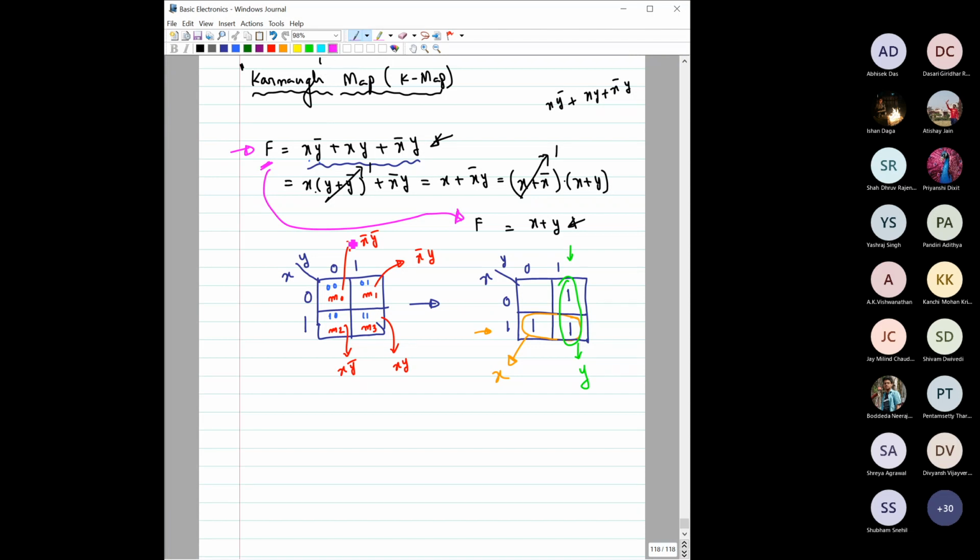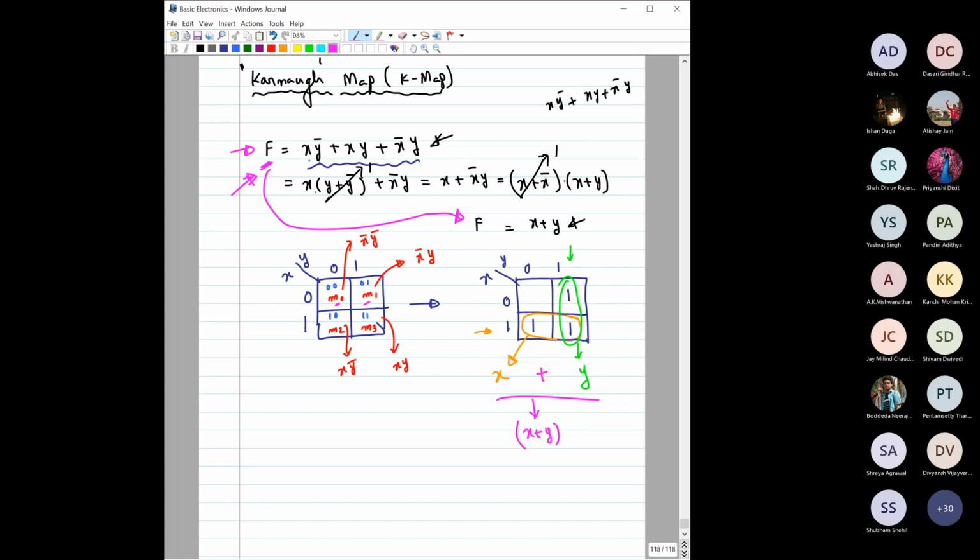And we have also already mentioned that these m0, m1, m2, m3 terms are basically min terms. So what you will be getting is the sum of products, or sum of min terms. So the final expression from this is x plus y. The same thing we have done using Boolean algebra, we have done here using the Karnaugh map.